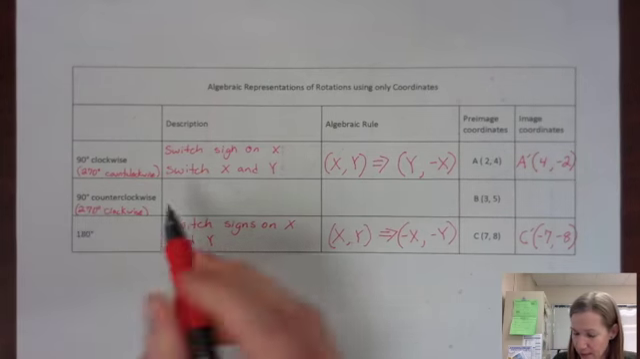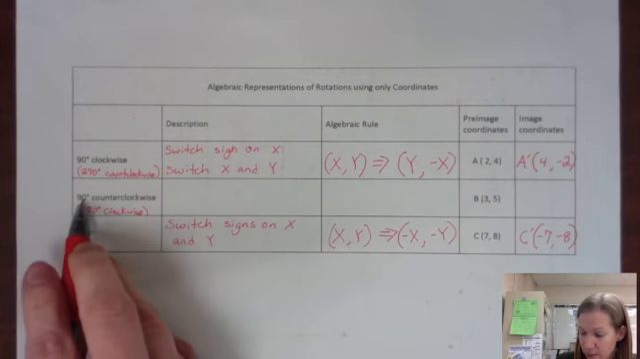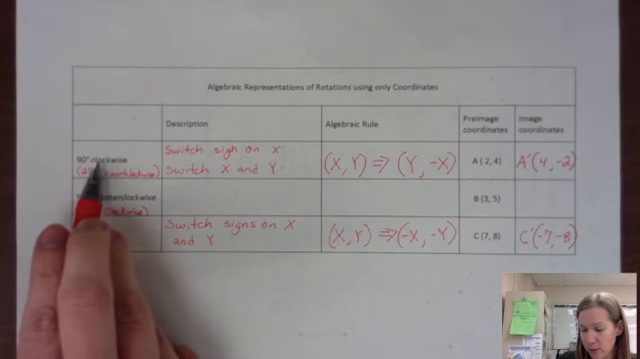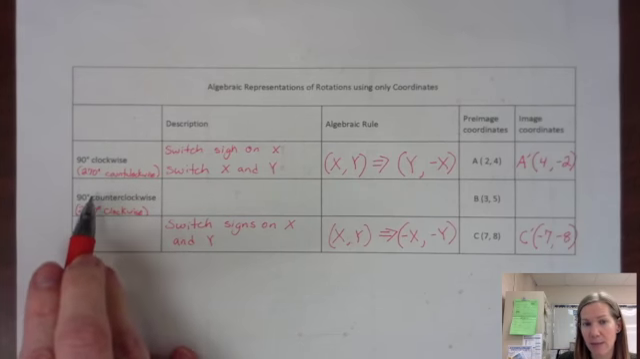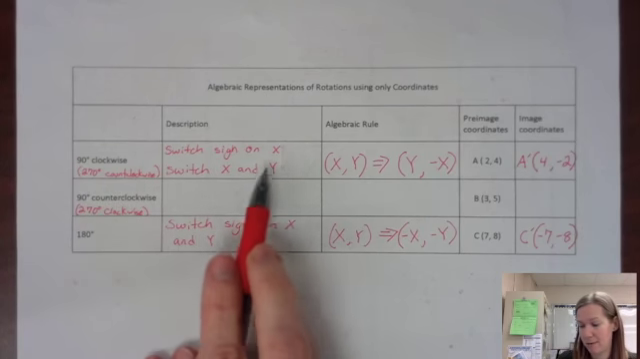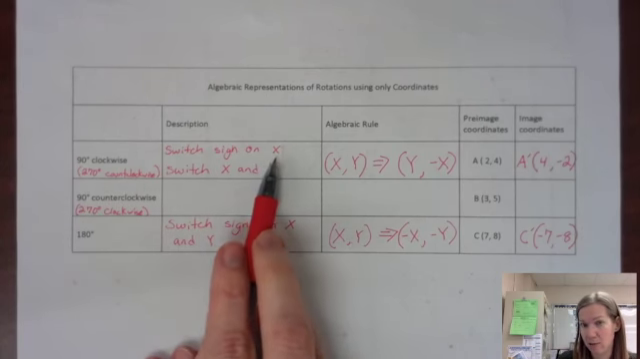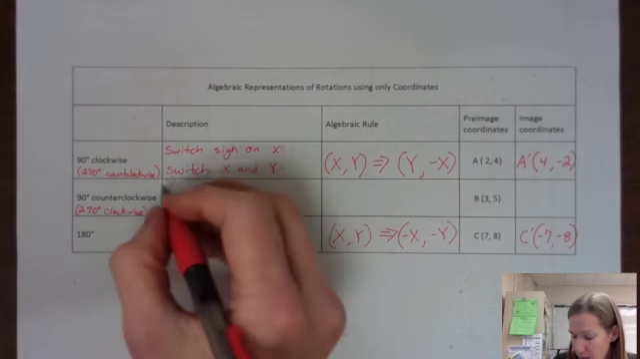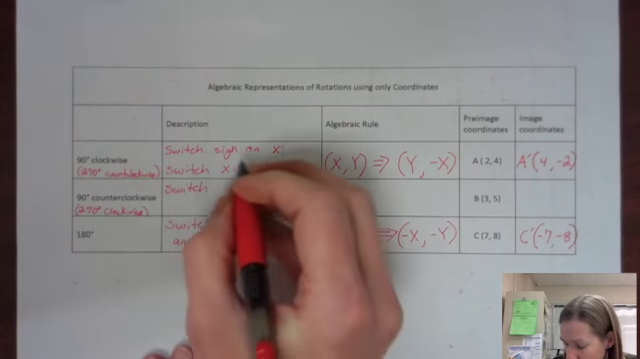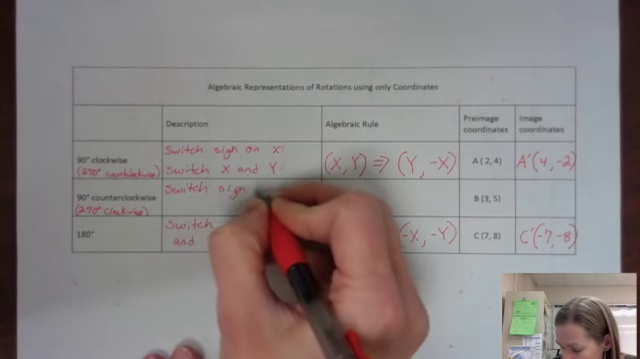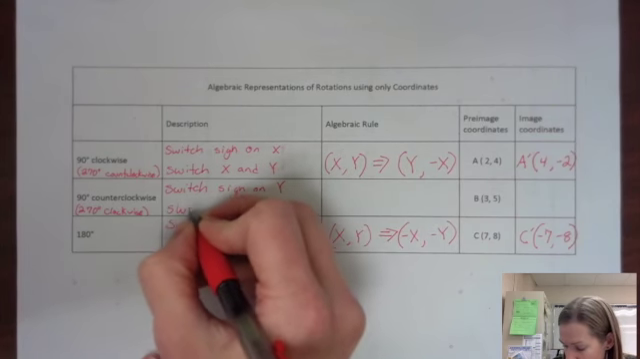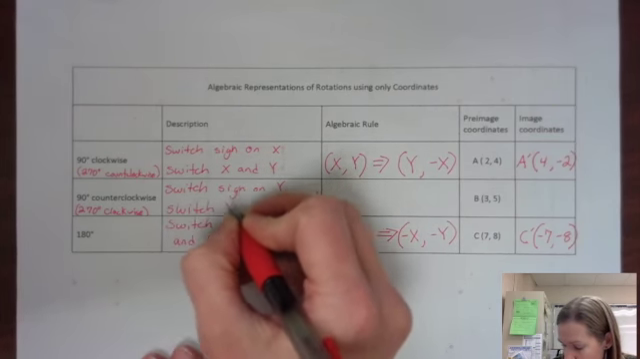For 90 degrees counterclockwise, it's going to be similar, right? Not quite as easy as 180, but similar to the 90 degrees clockwise, except we're going the opposite direction. So the opposite coordinate gets switched signs. Instead of switching the x like we did with clockwise, we switch the sign on y. Then we switch x and y again.